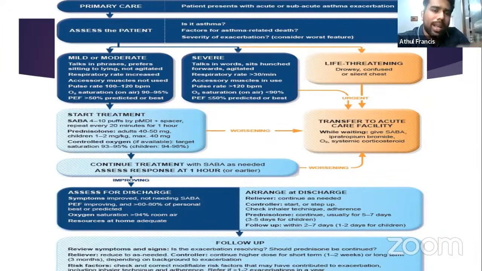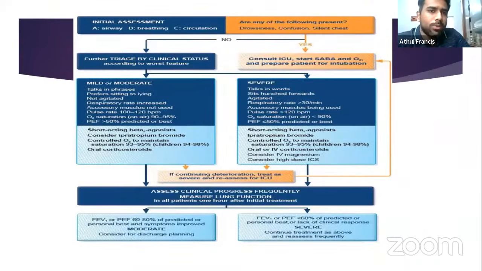Keep the reliever therapy and the controller therapy increased for a period of 2 weeks. After that, you can reduce it and give an oral steroid if necessary when you are discharging in a mild to moderate exacerbation. And if it's life-threatening, drowsy, silent, or confused, urgent transfer to an ICU facility.